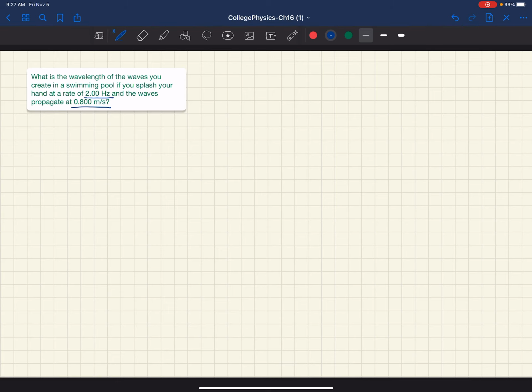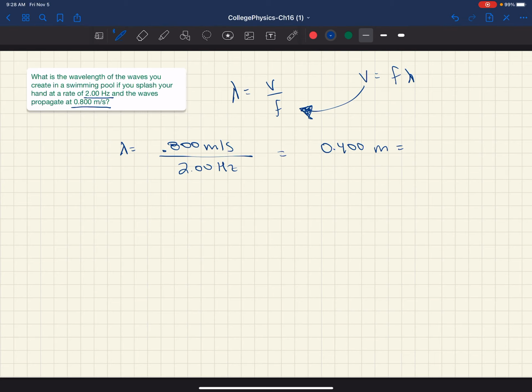So we want to know the wavelength, and we know wavelength from the other slide is velocity divided by frequency. Okay, do we have this information? I believe you had velocity equals frequency times wavelength, but when you rearrange that, it would look like this. Okay, so the velocity is 0.800 meters per second, and the frequency is 2 hertz. So this one's pretty straightforward. We're just going to divide and find that the wavelength would be about 0.400 meters. Okay, not terrible.